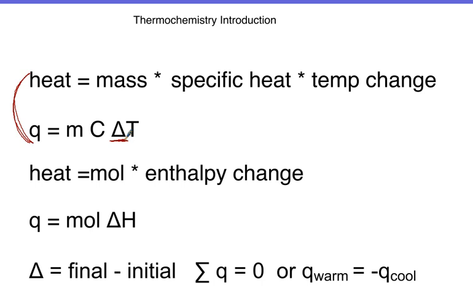Delta in science just means that you're going to take the final minus initial. So in thermochemistry, it's not the temperature that's important, it's the amount of temperature change that's important. And because we're looking at temperature change and not actual temperature, we don't have to use Kelvin like we did in gas law. We can use regular temperature. So that's one important formula. That first one relates how much energy is coming into or out of a substance.